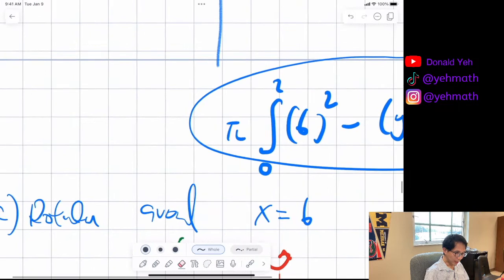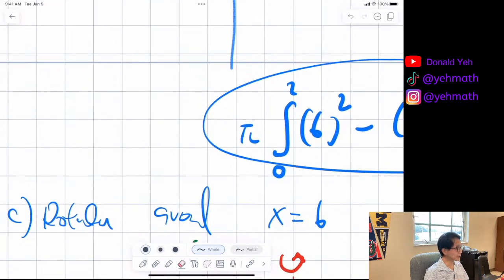Okay, so let's see if you can try rotating around x equal to 6. That's a little bit more challenging. Rotate the same function? Yep. You know, it's called off-axis rotation. I don't rotate on the x-axis or y-axis anymore. I'm gonna rotate at x equal to 6.